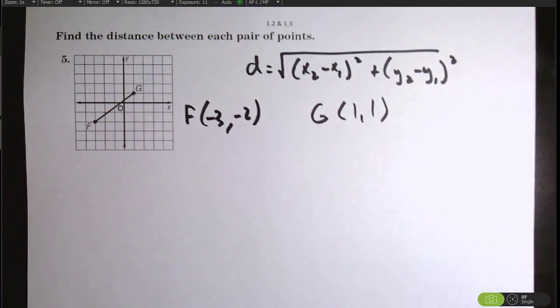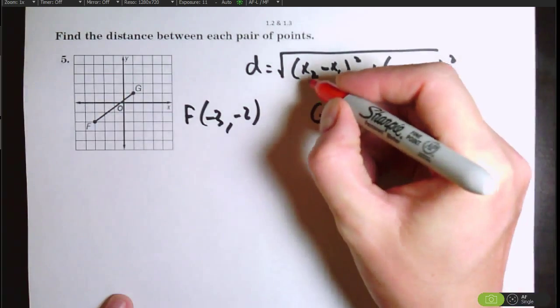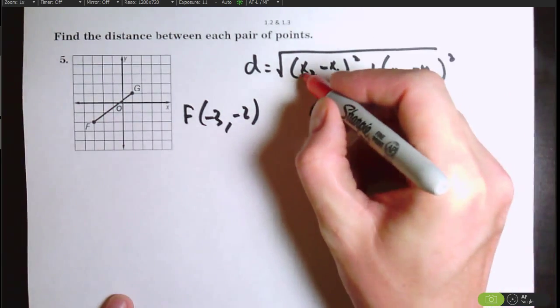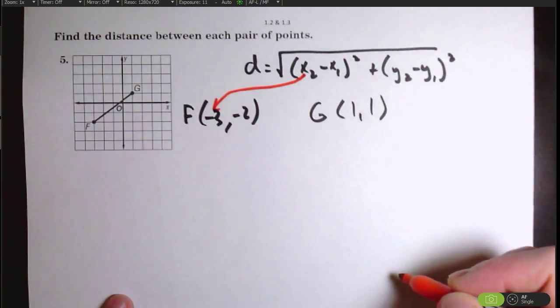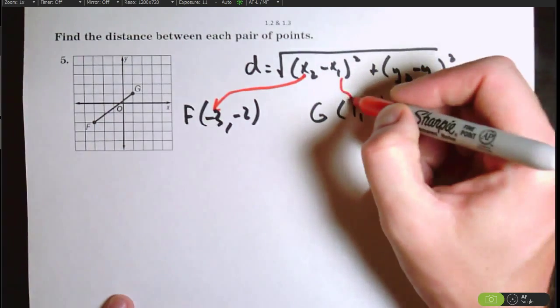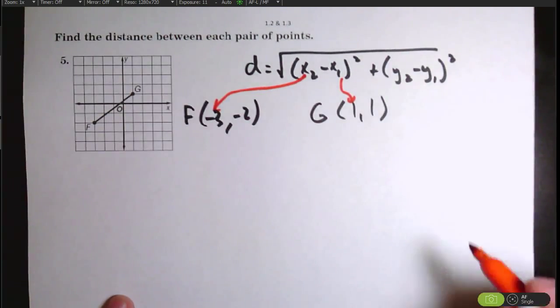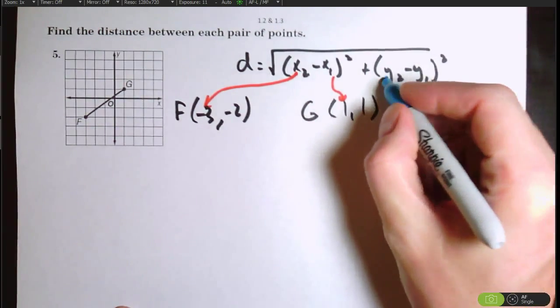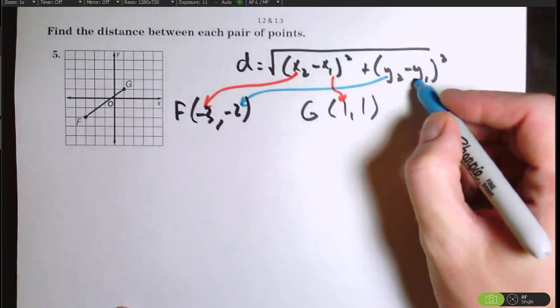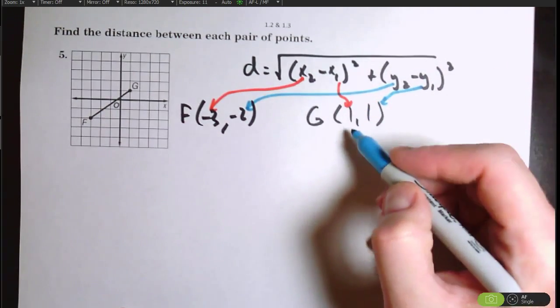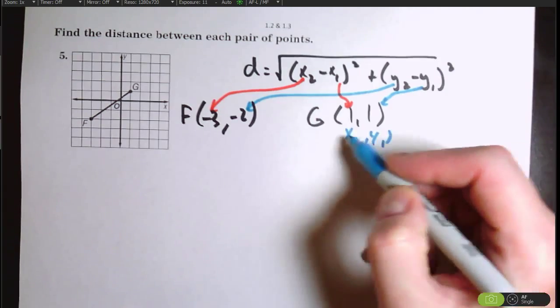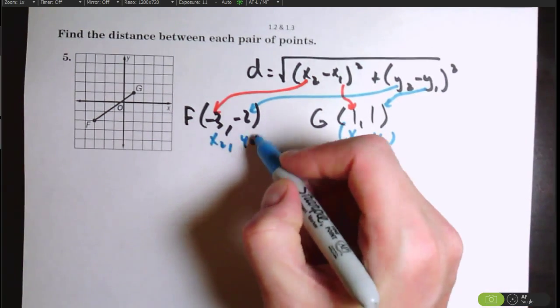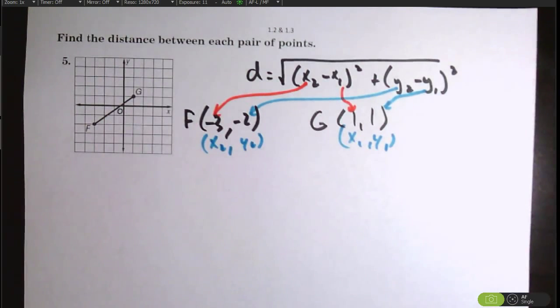Now, it doesn't matter which one is x1 or y1, or x2 and y2, but the key is, if I make negative 3 x2, and this is x1, this means negative 2 has to be y2, and 1 has to be y1. Because if they have the subscript 1, that means this is x1 comma y1, and this is x2 comma y2. Okay. And now it's just a matter of plugging into the formula and working out the arithmetic.